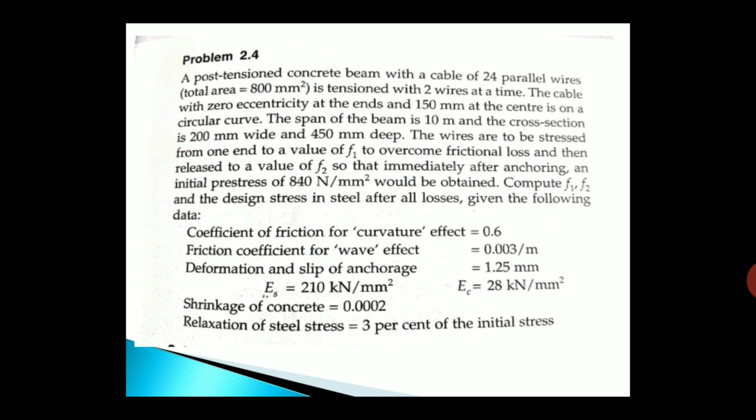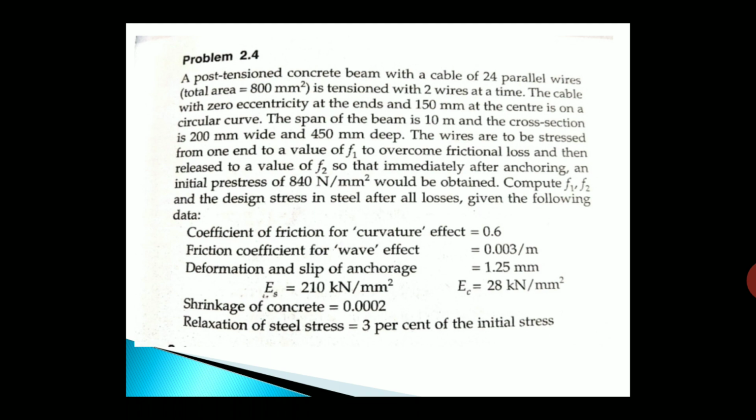The wires are to be stressed from one end to a value of F1 to overcome frictional loss and then released to a value of F2, so that immediately after anchoring an initial pre-stress of 840 Newton per mm square should be achieved. We need to compute F1 and F2. Further, we need to compute the design stresses in steel after all the losses are taken into consideration.